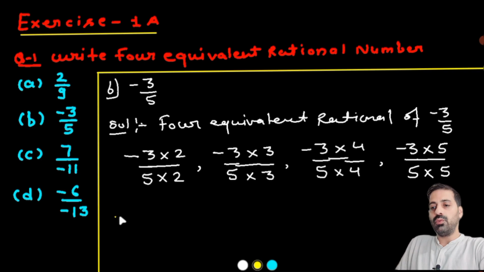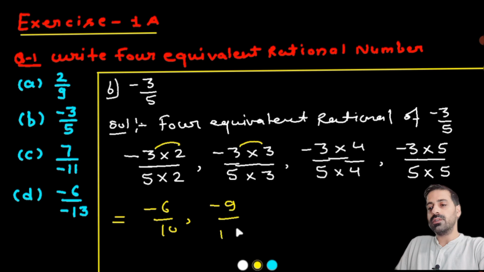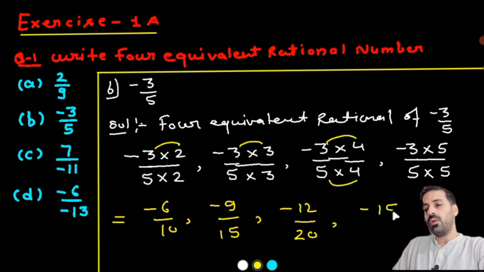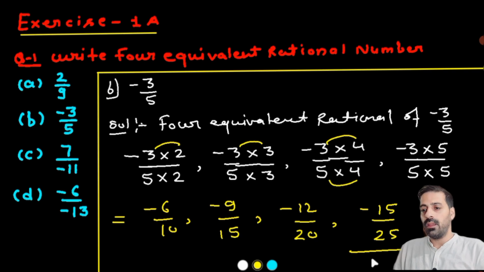Now after doing the multiplication: 3 2s are 6, so negative 6 upon 10 is the first equivalent rational number. 3 3s are 9, so negative 9 upon 15 is the second rational number. 3 4s are 12, negative 12, and 5 4s are 20. Negative 12 upon 20 is the third equivalent rational number, and negative 15 upon 25 is the fourth equivalent rational number. And my dear student, this is the answer of this question. Now move to the next question.